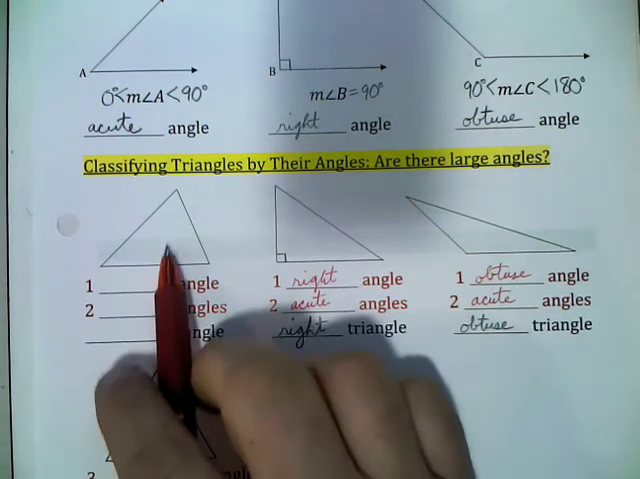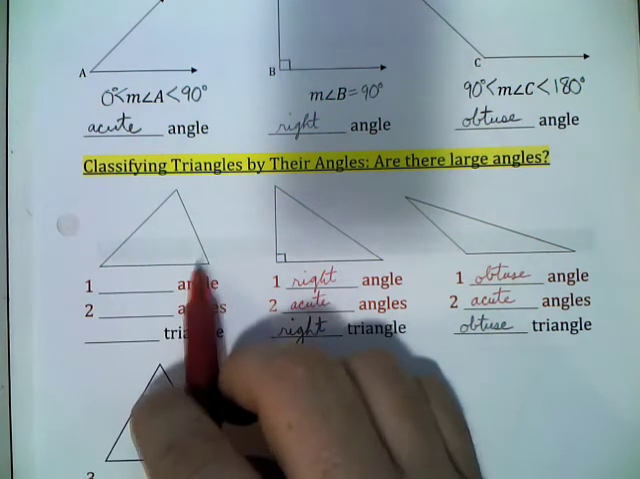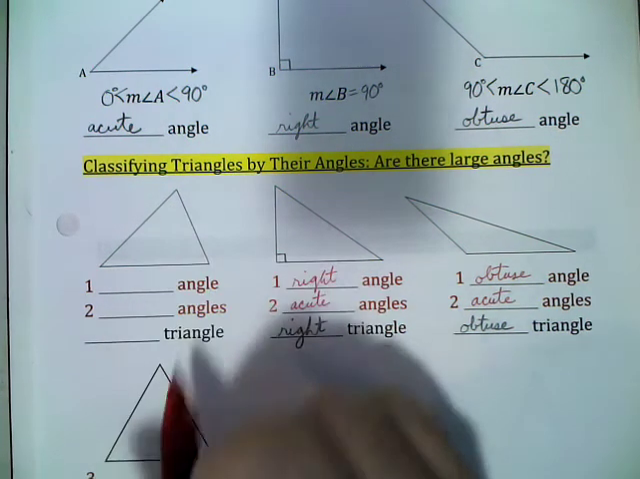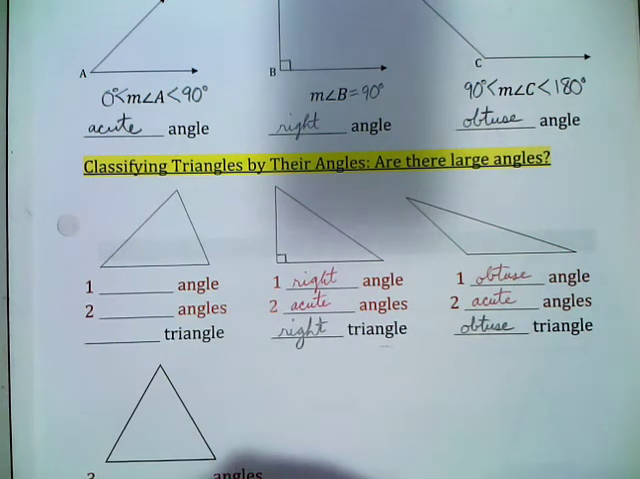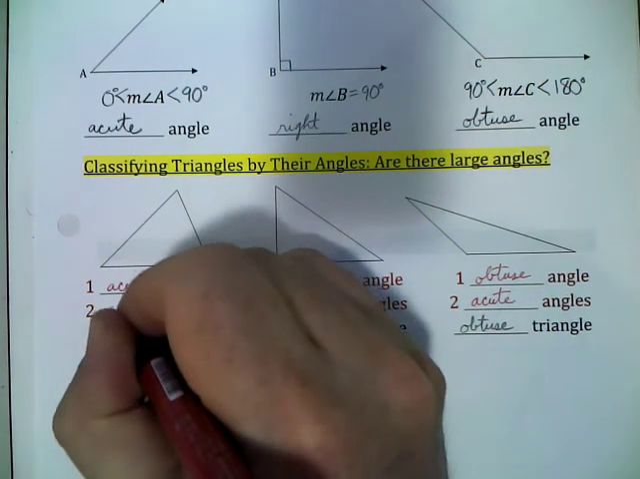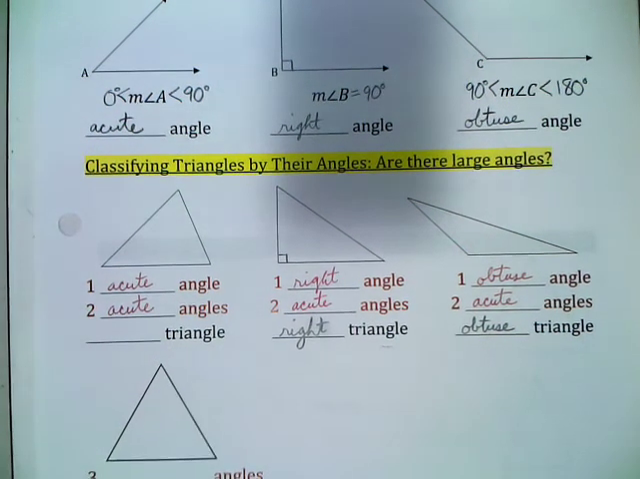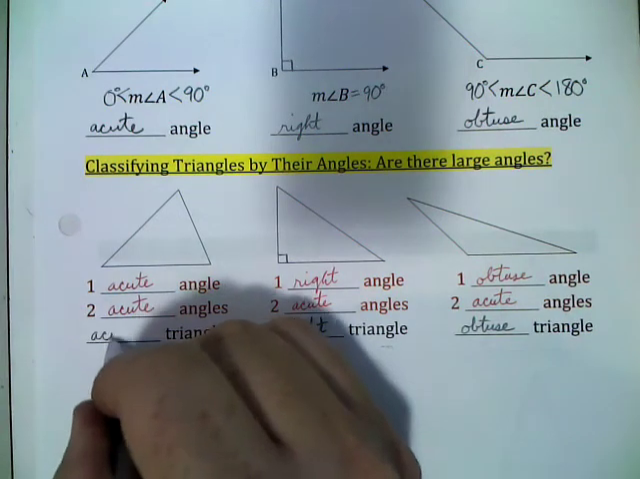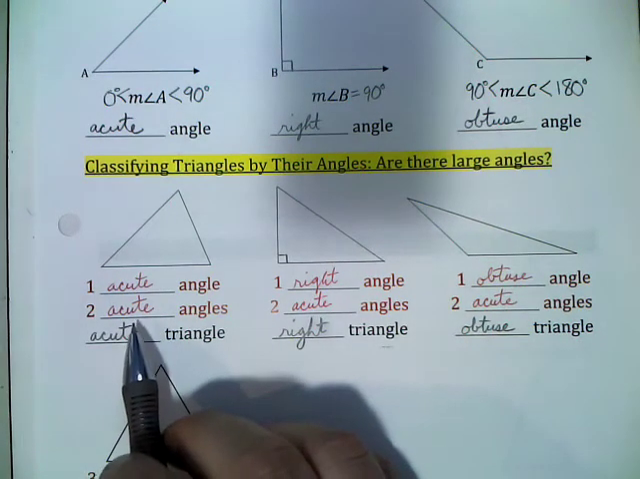Now let's go back to this first one on the left. If we consider this angle and that angle and this angle up here, hopefully it's pretty clear that all three angles here are acute. So it has one acute angle and it has two more acute angles. So when all three angles are acute, we call this an acute triangle.